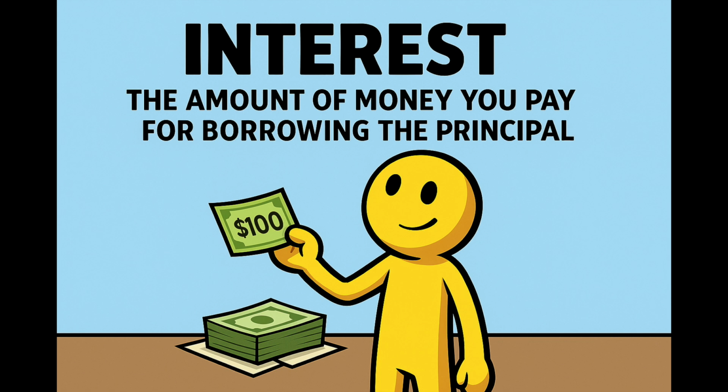Now, let me paint you a picture. Let's say you borrow $1,000 from the bank. The bank slaps on a 10% interest rate. That's 10%. It means you gotta pay back an extra $100 just for the privilege of borrowing the grand. So instead of returning $1,000, you're returning $1,100. You ain't just giving back what you took. You're paying rent on that money.